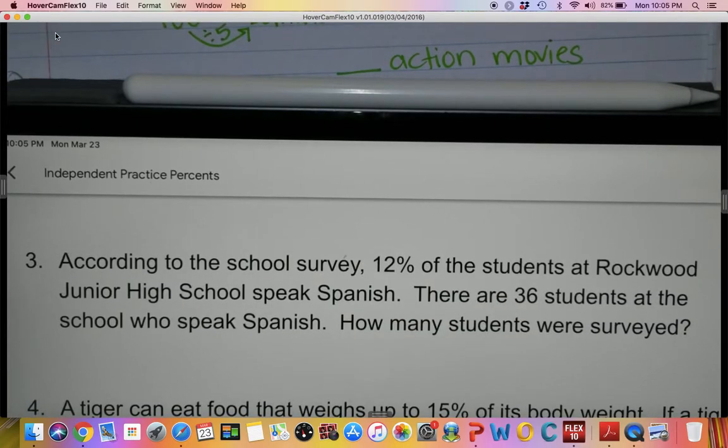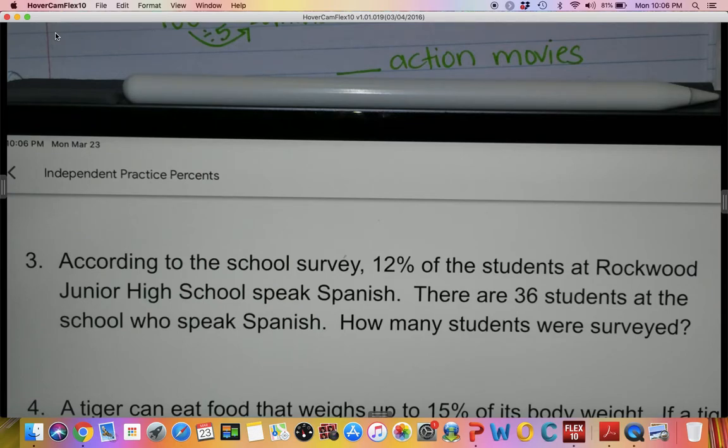All right, let's look at number 3. According to the school survey, 12% of the students at Rockwood Junior High School speak Spanish. There are 36 students at school who speak Spanish. How many students were surveyed? So again, let's look for the quantities and the parts and the wholes. 12%, 12 over 100, of the students at Rockwood Junior High speak Spanish. There are 36 students who speak Spanish. How many students were surveyed?